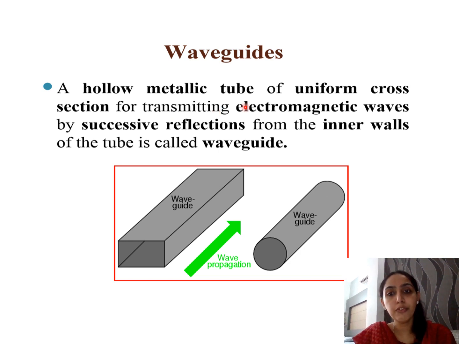hollow metallic tube of uniform cross section. Now this uniform cross section can assume any shape. It can be a rectangular cross section or a circular cross section, etc., for transmitting electromagnetic waves. This transmission occurs by successive reflection from the inner walls of the tube. If this waveguide is shorted at both ends, we know that obviously a standing wave pattern is produced due to reflection.